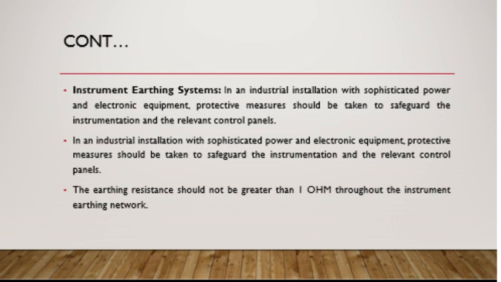So protective measures should be taken to safeguard the instrumentation and related control panels. If somehow the control panel fails, the reliability will not be there, and the whole electrical supply will be shut down. So for that, the earthing resistance kept should not be greater than 1 ohm. It should have the value of 1 ohm throughout the instrument earthing network. So this is the type of earthing system that you should know in the basics of earthing.